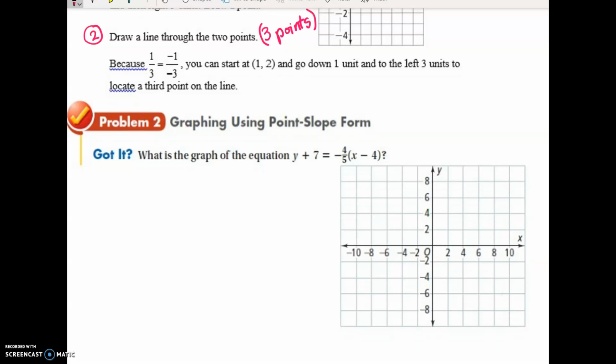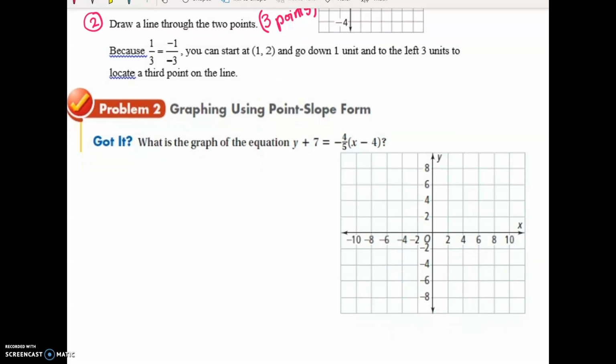So example 2 here, we're going to graph this equation using point slope form. So if I look here, I can see right away that my slope is -4/5. Then I can also see that this sign has changed to a plus, and this is my y1. So if that sign's changed to a plus, that means the 7 had to have been negative to begin with, because 2 negatives make a positive.